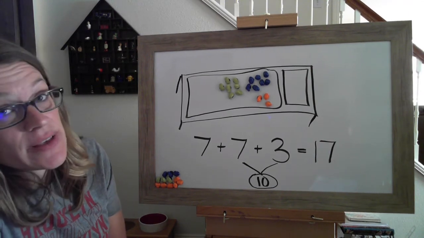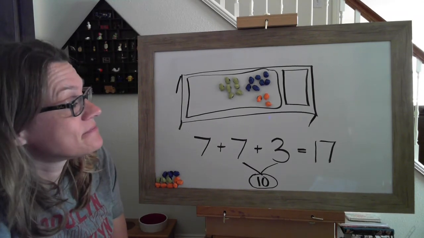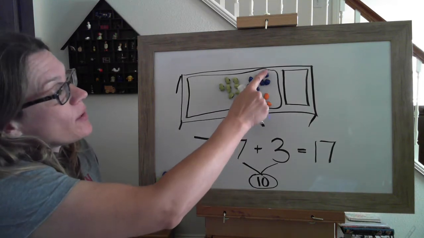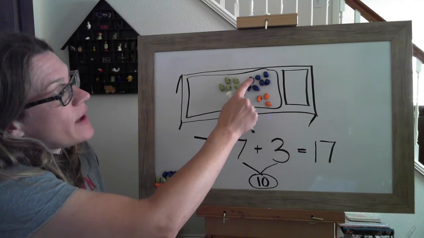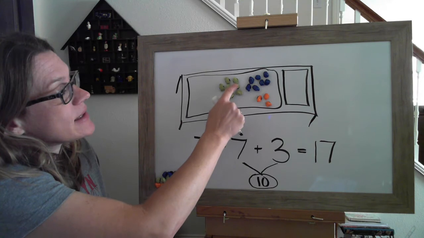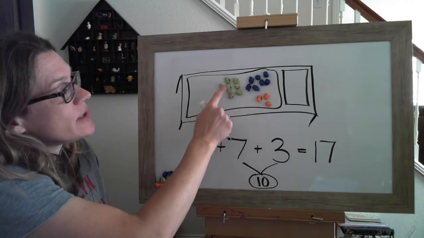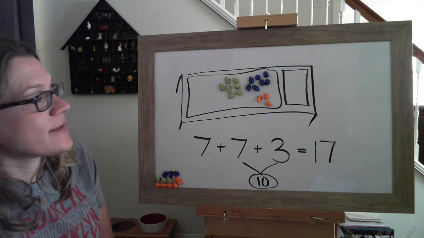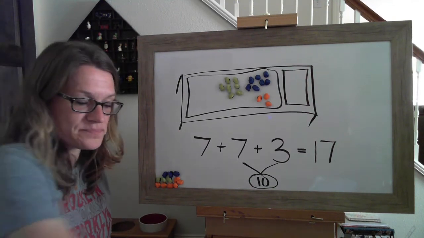So now let's ask ourselves, does that answer make sense? I think so, but we can always count to make sure. 1, 2, 3, 4, 5, 6, 7, 8, 9, 10, 11, 12, 13, 14, 15, 16, 17. We were right. Good job.